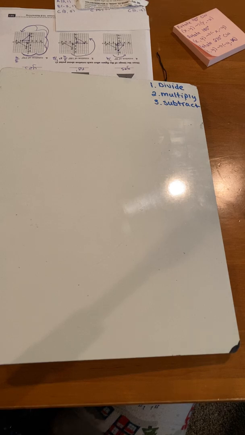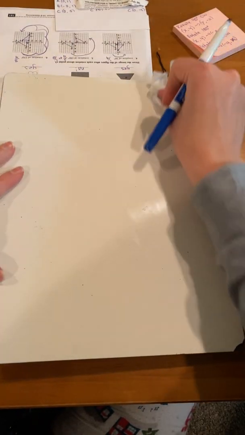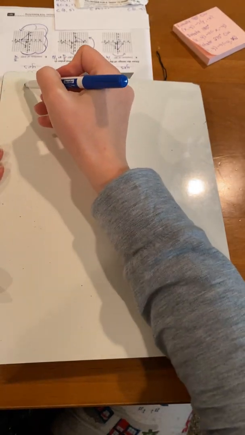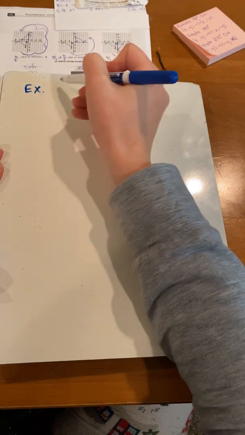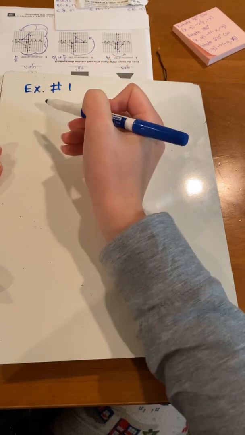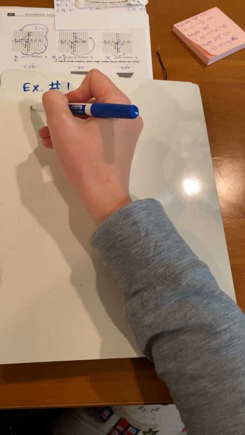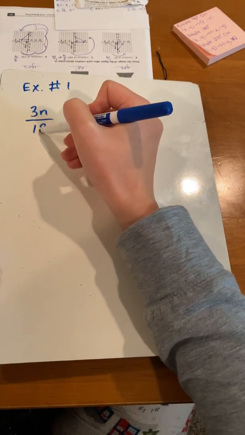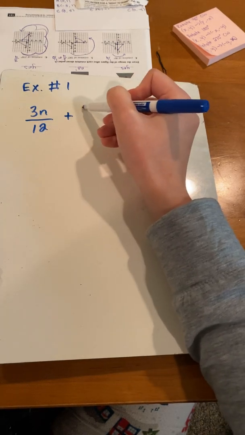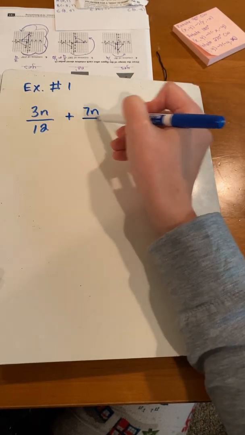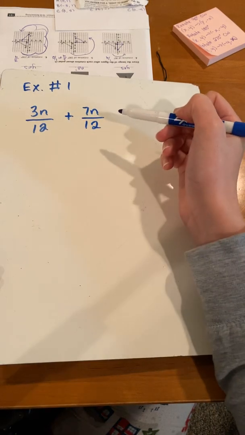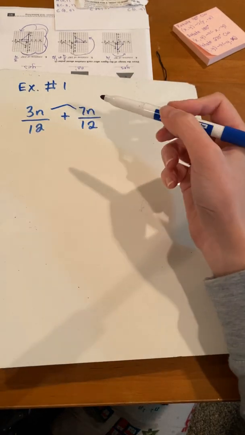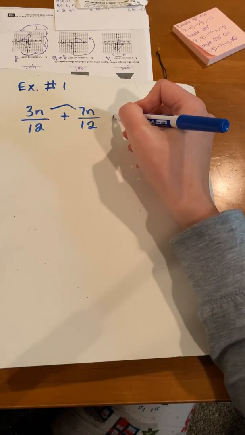So if we look at example number 1, we have the expression 3n over 12 plus 7n over 12. What we just read said you can add rational expressions with common denominators by just adding your numerators. So we have a common denominator of 12, so we don't have to worry about that.